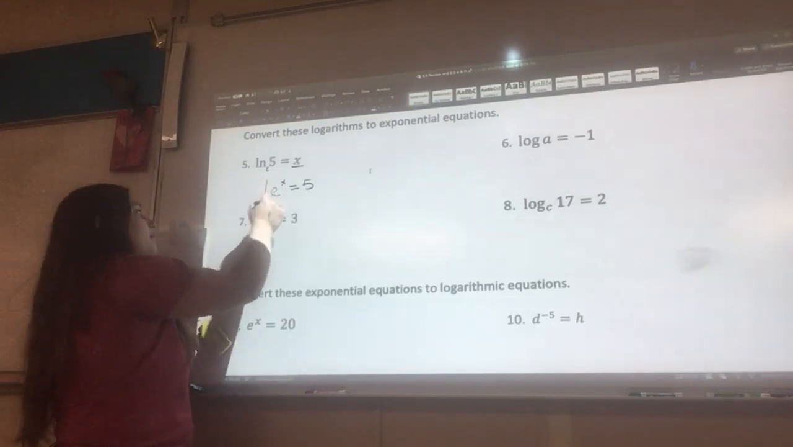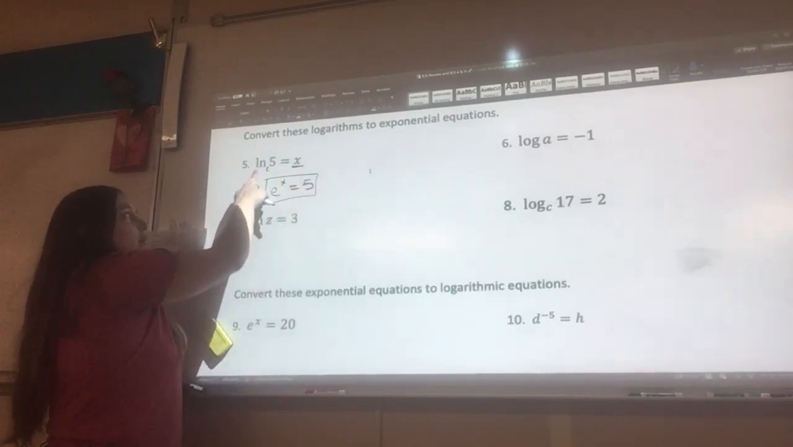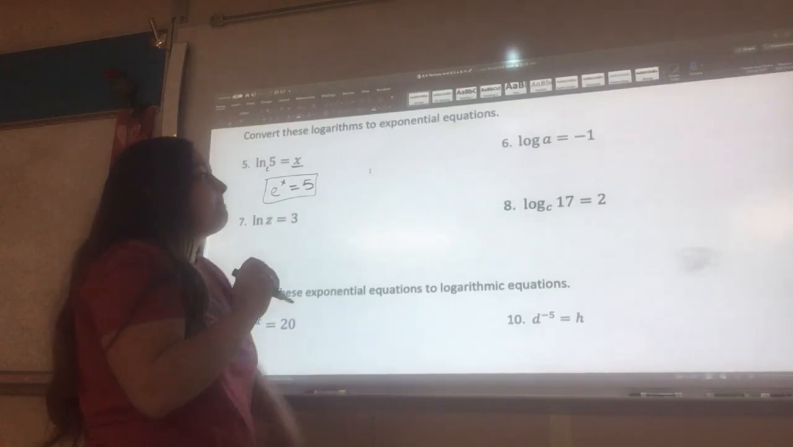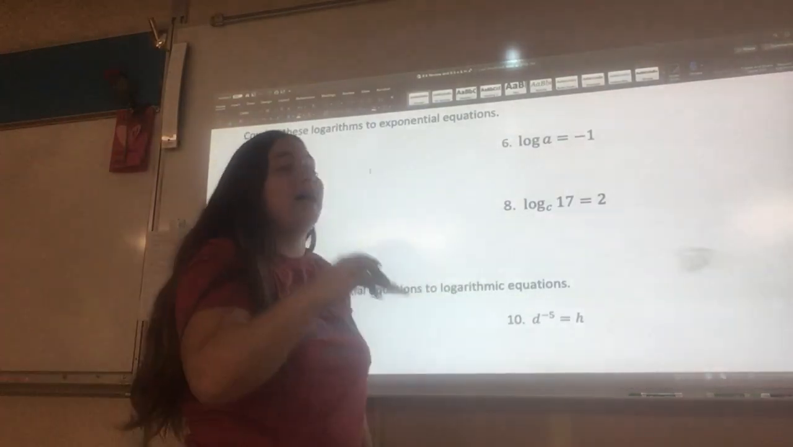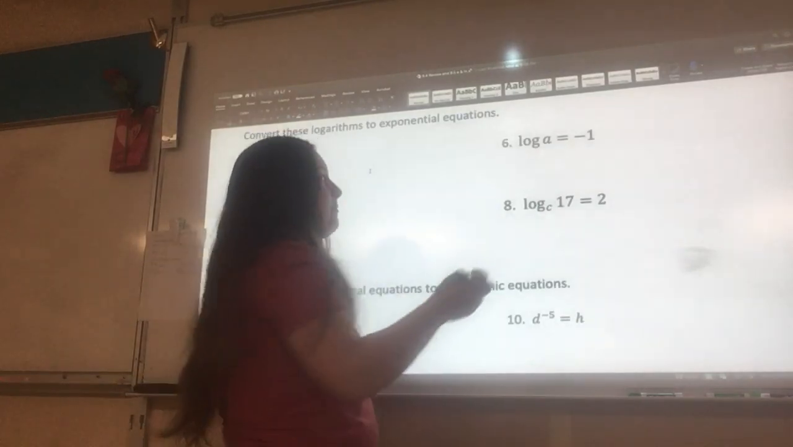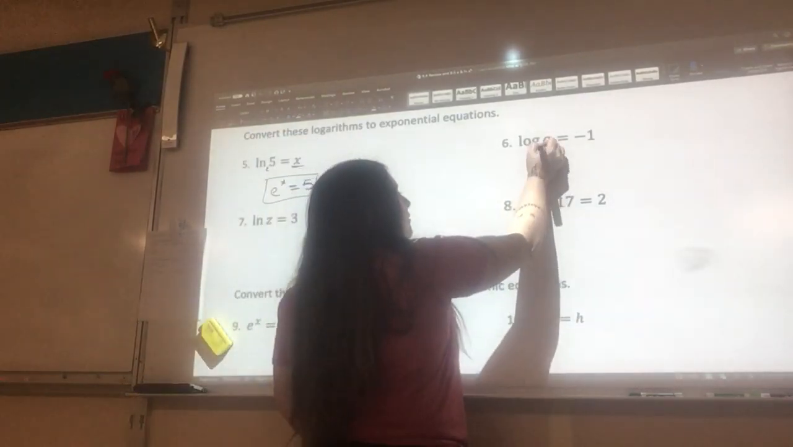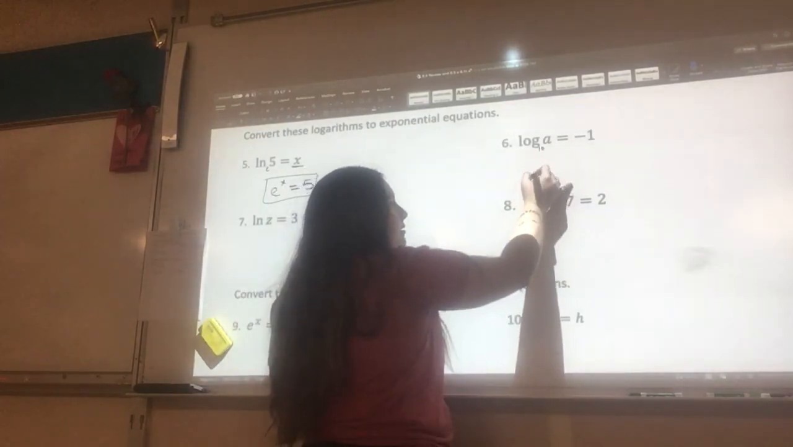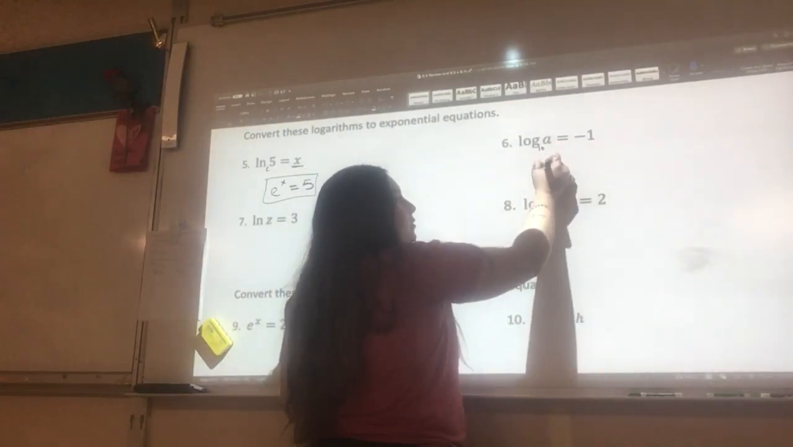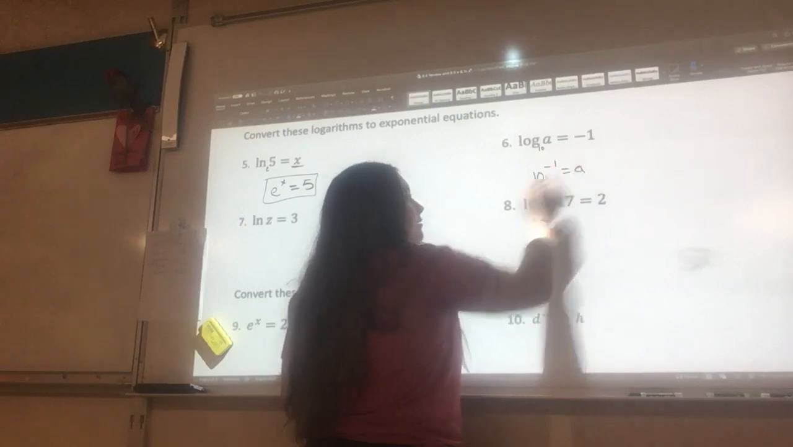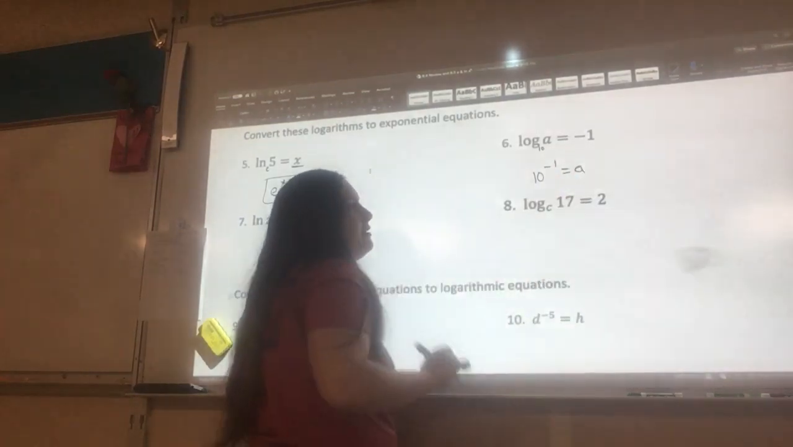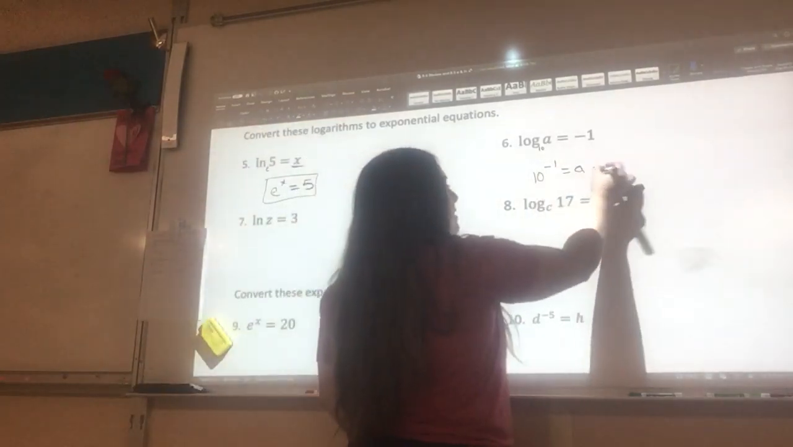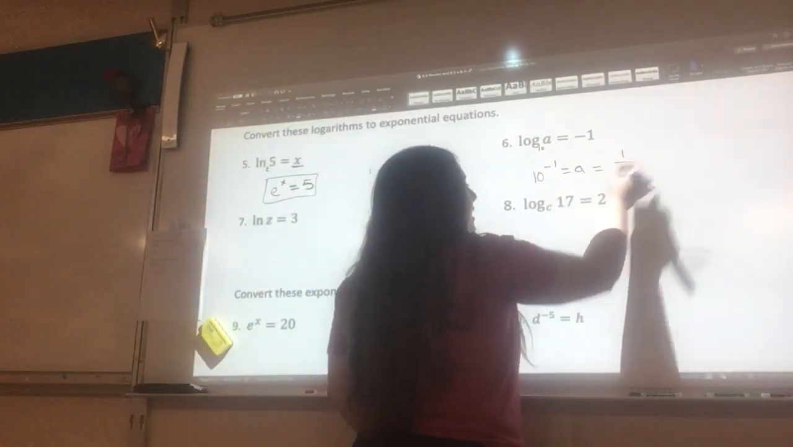But this is your answer. You've converted from a logarithm to an exponential. Okay? Number 6, we now have a logarithm, not a natural log, with an invisible base of 10. So we need to convert it. So we take our base, 10 to the negative 1 equals a. If you see 10 to the negative 1, you should be able to solve it. So 10 to the negative 1 is the exact same thing as saying 1 over 10.